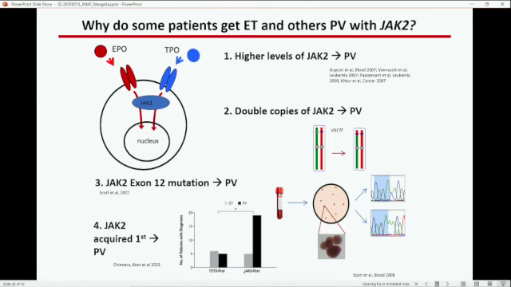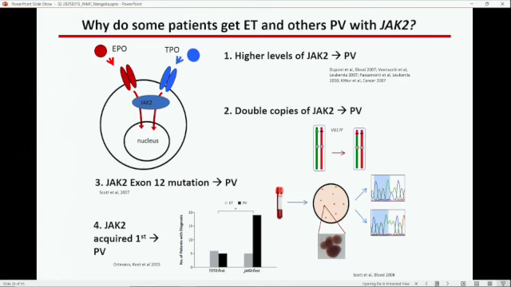And lastly, I mentioned that there are all these additional mutations that you can get, and it's normal. We're all getting them in all of our blood cells as we get older. If one of those cells already has one of those mutations, and then JAK2 comes along, you tend to have more ET. Whereas if JAK2 came first and then one of these mutations came second, it boosts the JAK2 clone, the JAK2 clone becomes quite big, you tend to get PV.